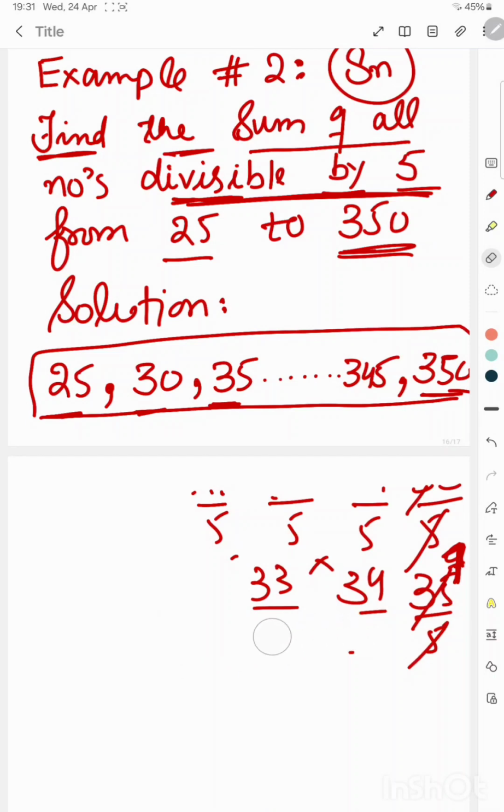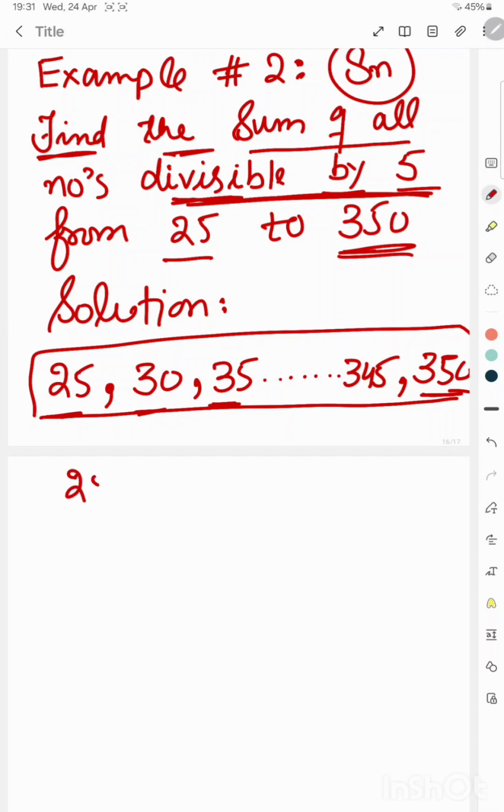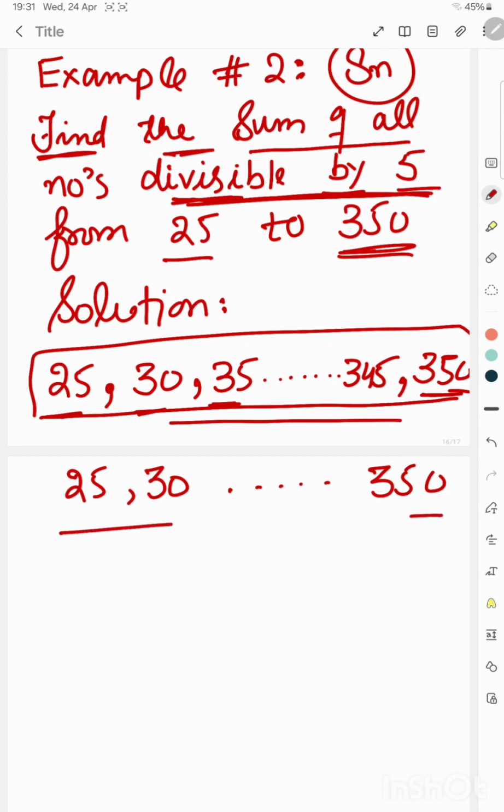I hope you understand how we make the sequence. If the sequence is not given and only a condition is given, you have to just make the sequence according to this condition. Now we get the sequence. So our sequence is 25, 30 and 350. I write these two terms and the last term, because all the terms in between will not be used in our formula, and therefore I will not write these terms.